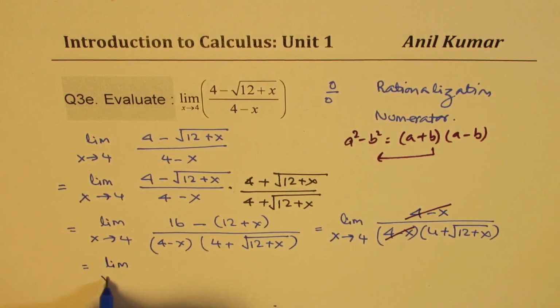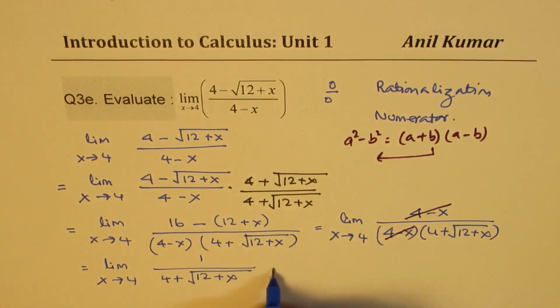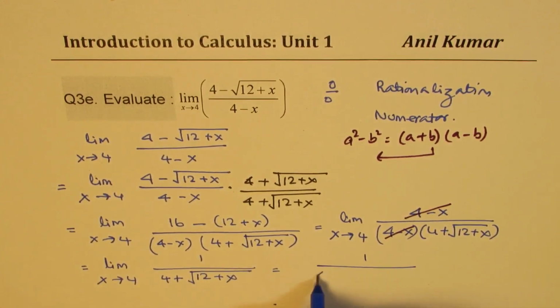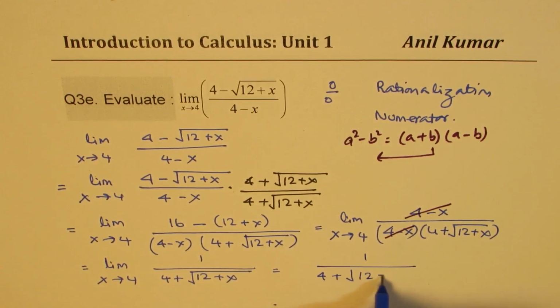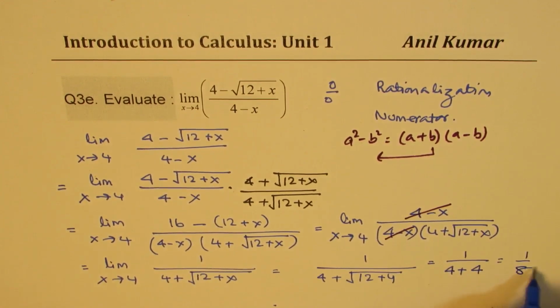So we have the limit as x approaches 4, and now what we get here is 1 over 4 plus square root of 12 plus x. Correct? Now we can substitute 4 here. So we get 1 over 4 plus square root of 12 plus 4, which is 16. So we get 1 over 4 plus 4, right? Or we get 1 over 8 as our answer. So the solution is that 1 over 8 is the limit for the given function as x approaches 4.